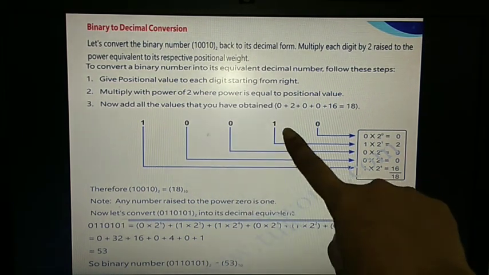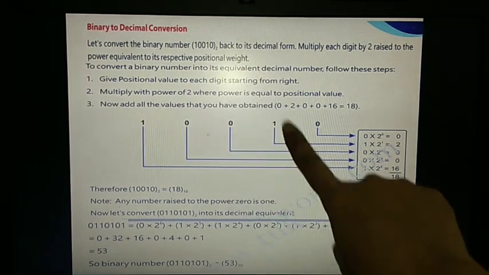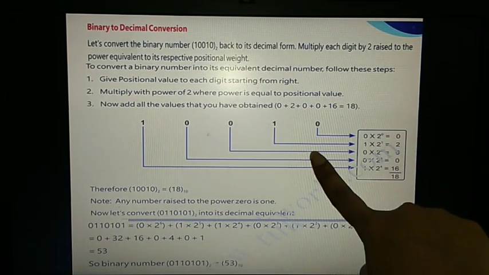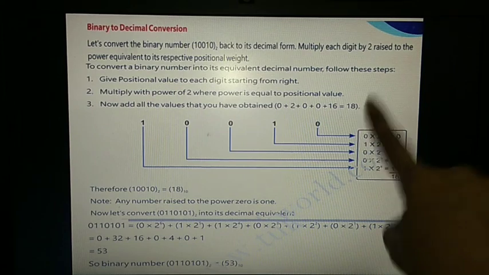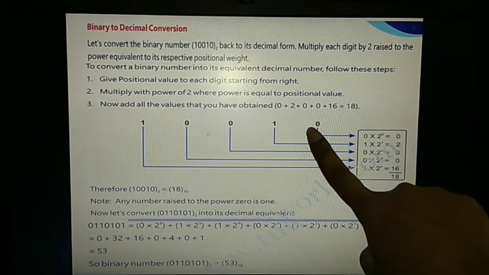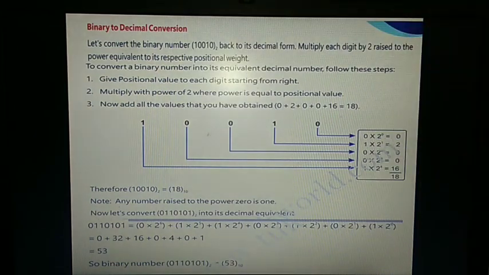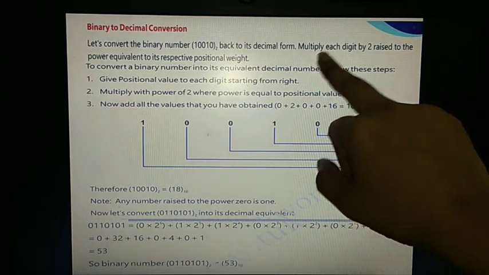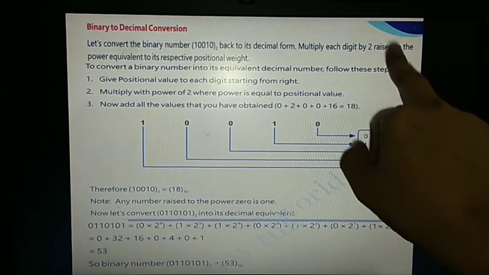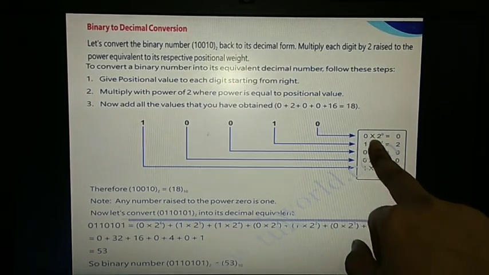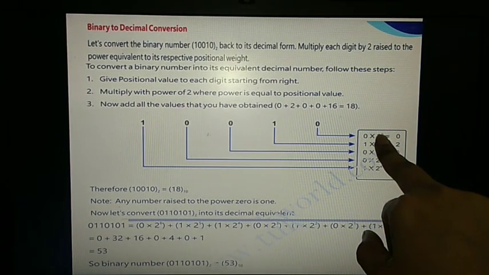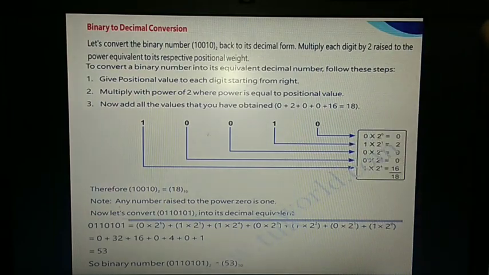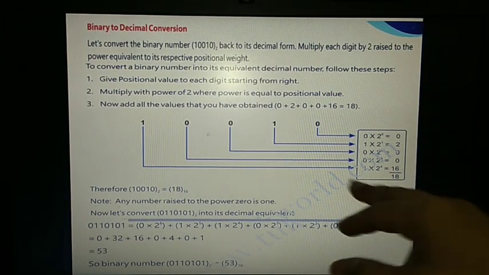This is the binary number, 10010, which we are supposed to convert into decimal format. Your answer should be 18. How? Start from the right hand side. Multiply each digit by 2: 0 into 2 raised to the power of 0. The positional value is always given from the right hand side.